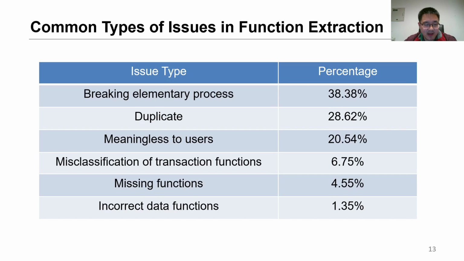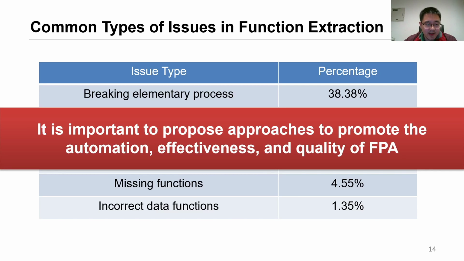According to the investigations, CMB suffers from the following issues in extraction results. The most common issue is using a part of an individual elementary process as the transaction function. For example, identifying one step, enter password, rather than the entire process, user login. There are also other types of issues, such as duplicates, missing functions, and so on. Therefore, it is important to propose an approach to promote the automation, effectiveness and quality of function point analysis.